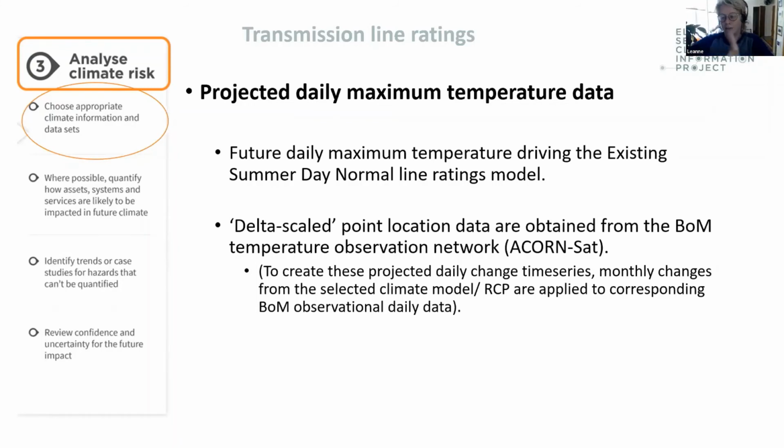January. For example, the projected January change goes into every daily January temperature to get a projected daily time series. This is called the delta scaled future time series. So, looking at the range of change, we have created a future daily time series that resembles a similar climate variability to what we have seen in the past.